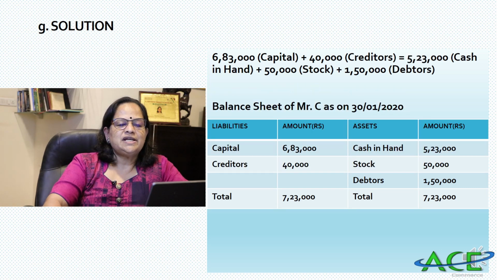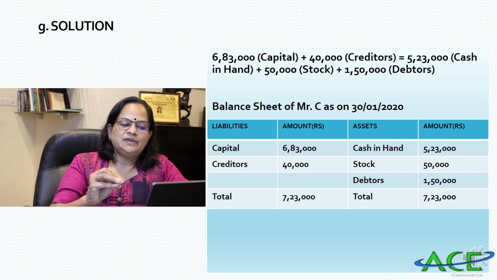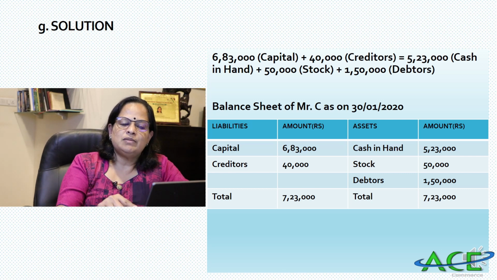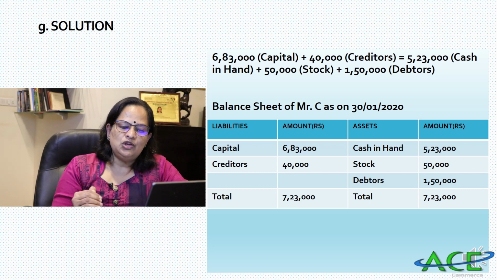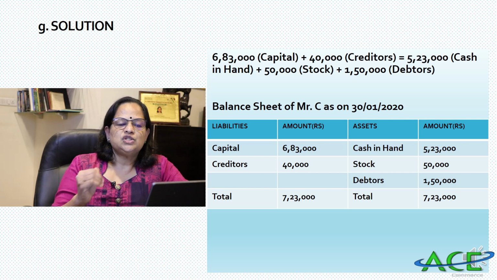Now the next transaction is sold goods for cash 40,000. Sold goods for cash meaning capital and creditors there is no change. Cash in hand will increase by 40,000 to 5,23,000. Then stock will be there 50,000. Stock was 90,000 as per the previous balance sheet. Now it will come to 50,000. So sold goods for 40,000. Stock value will reduce. Debtors value will remain as it is 1,50,000. So total will be 7,23,000.